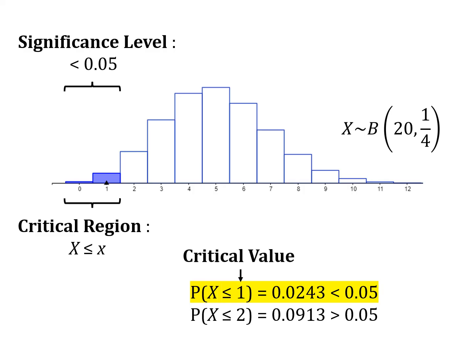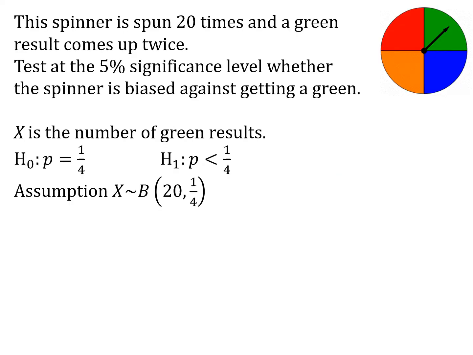Remember that that value there, the 1, is sometimes known as the critical value, and that probability, the probability of that, is our actual significance level. The critical region for this situation is that x is less than or equal to 1. So let's go back to how we were setting out our working.